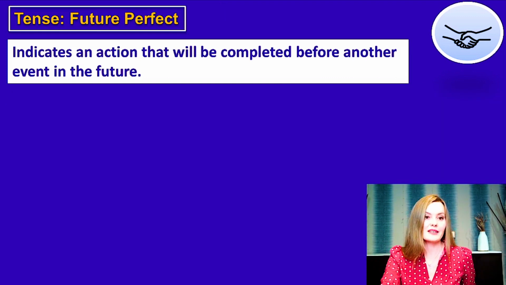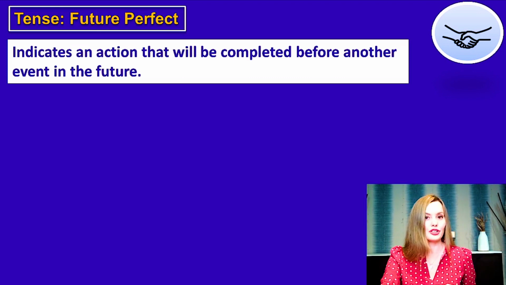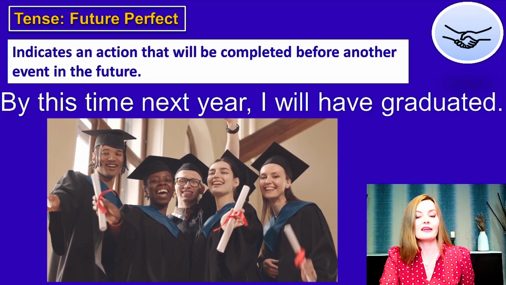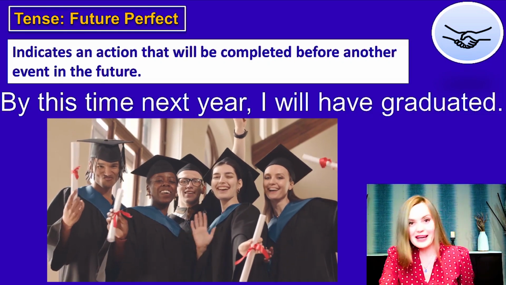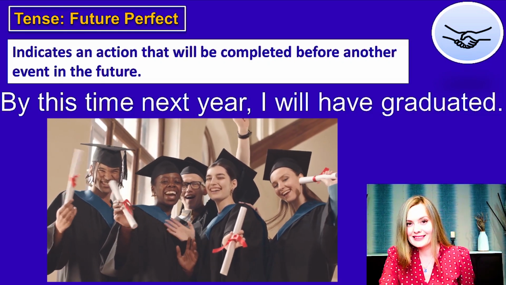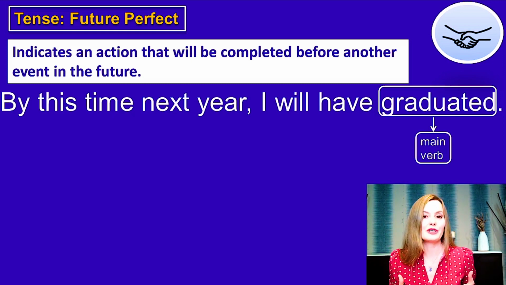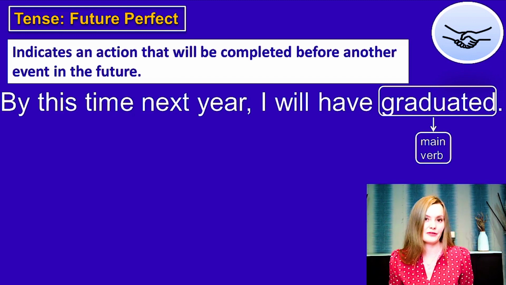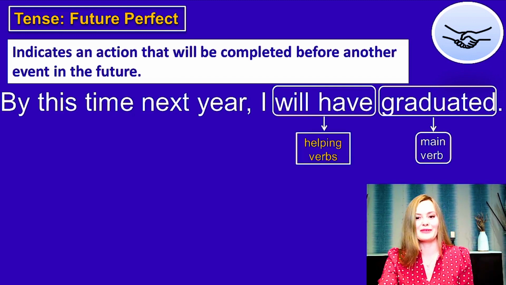Future perfect tense indicates an action that will be completed before another event in the future. For example, by this time next year, I will have graduated. So what is the main verb? You're right, graduated. And what are the helping verbs? Which verbs help us to build the future perfect tense? Will have. There are two helping verbs.